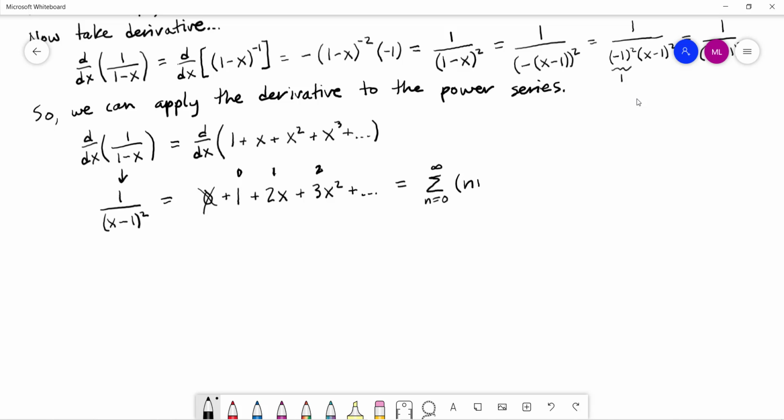So the coefficient is n plus 1. And then the power is, this is x to the 0th power because it's a constant. Here's x to the first power. Here's x squared. So the powers are just the values of n.